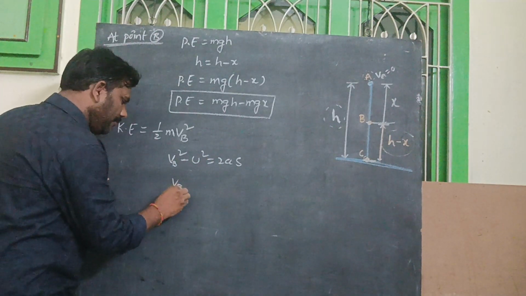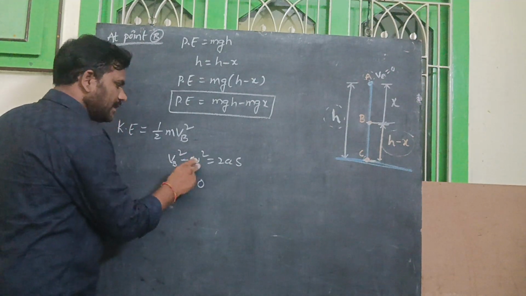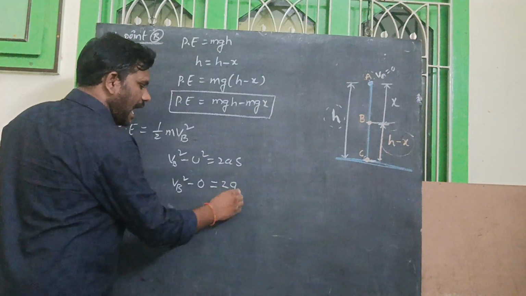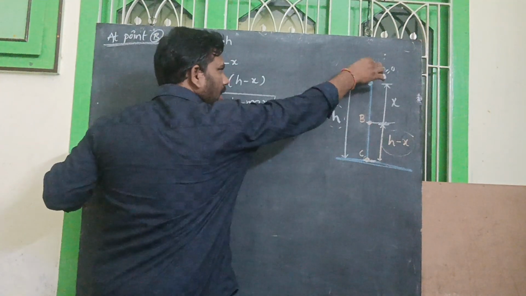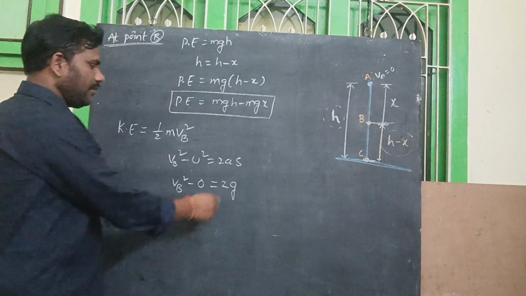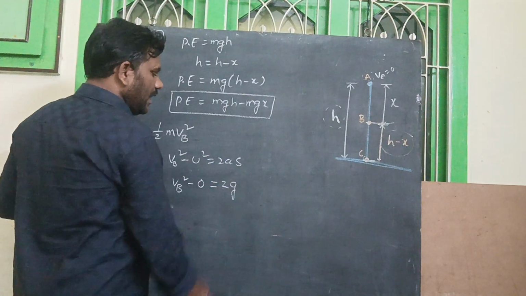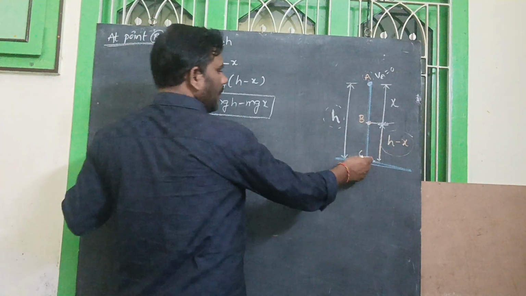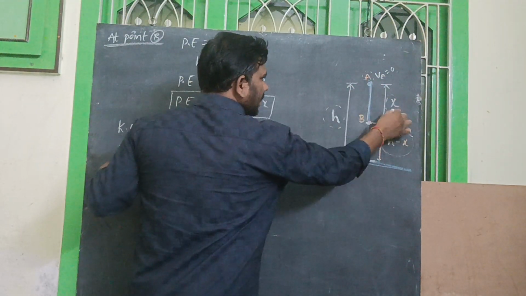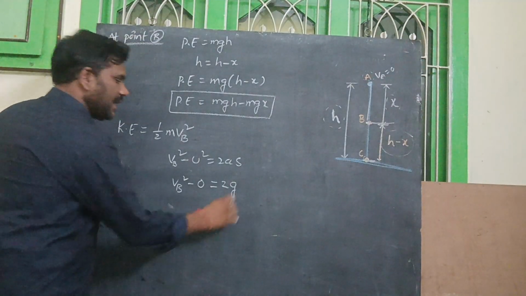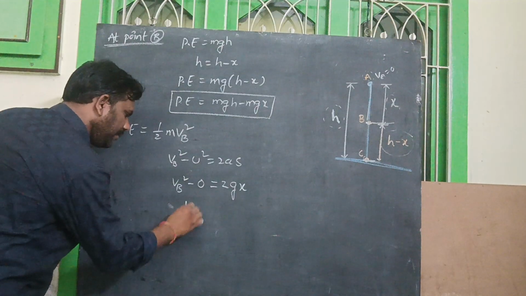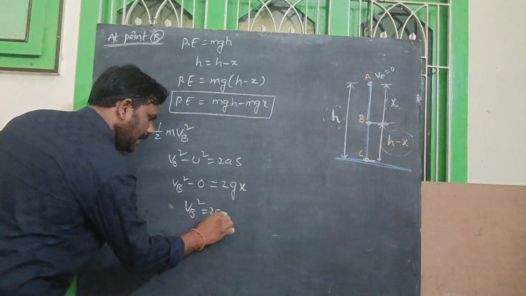Then VB square minus initial velocity 0 is equal to 2 into a, where a means g, the acceleration due to gravity. Here the body is freely falling towards the earth, so a is plus g. So here what is s? The body travels from A to B, so the displacement is x. Then we write 2gx. So VB square is equal to 2gx.